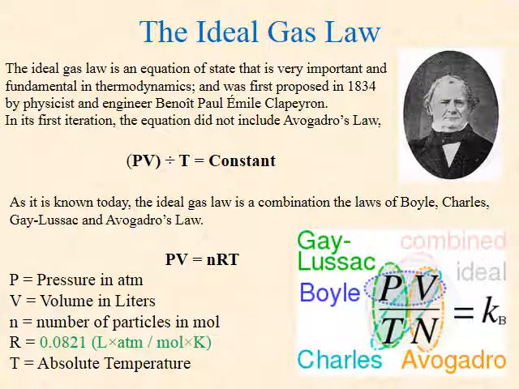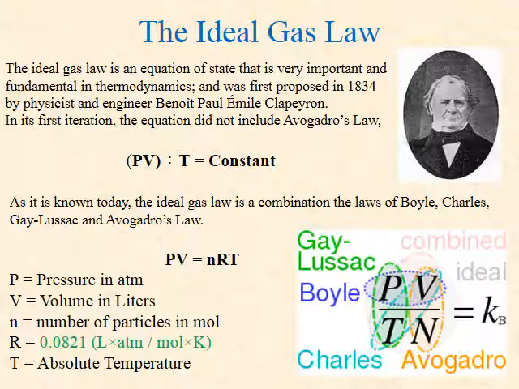The ideal gas law is an equation of state that is very important and fundamental in thermodynamics, and was first proposed in 1834 by physicist and engineer Benoit Paul-Émile Clapeyron. The ideal gas law is a good approximation to the behavior of many gases, although it has limitations.